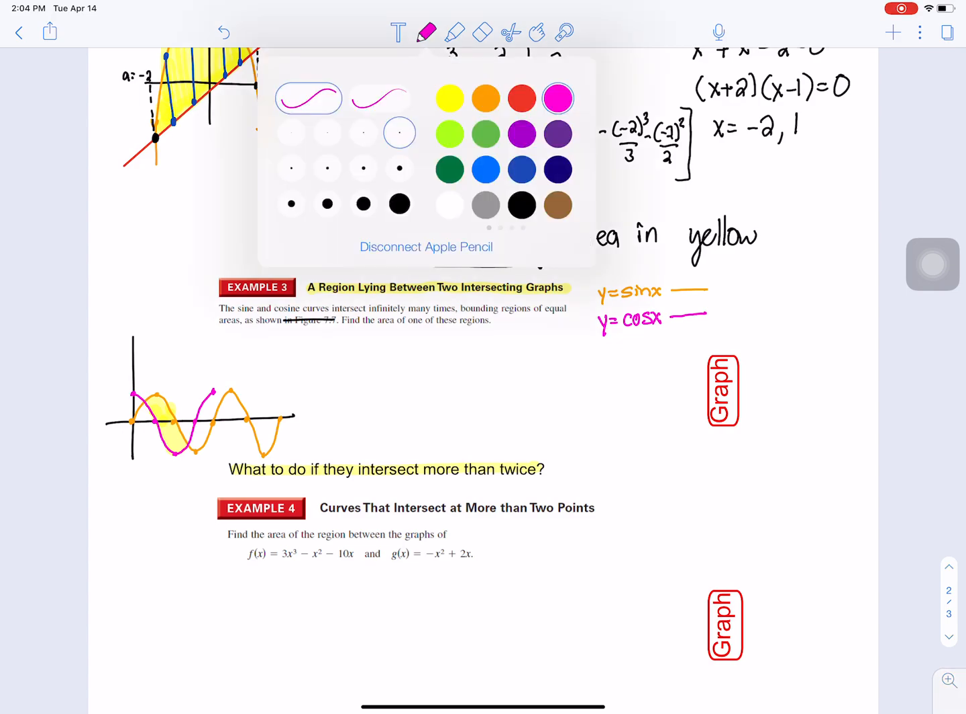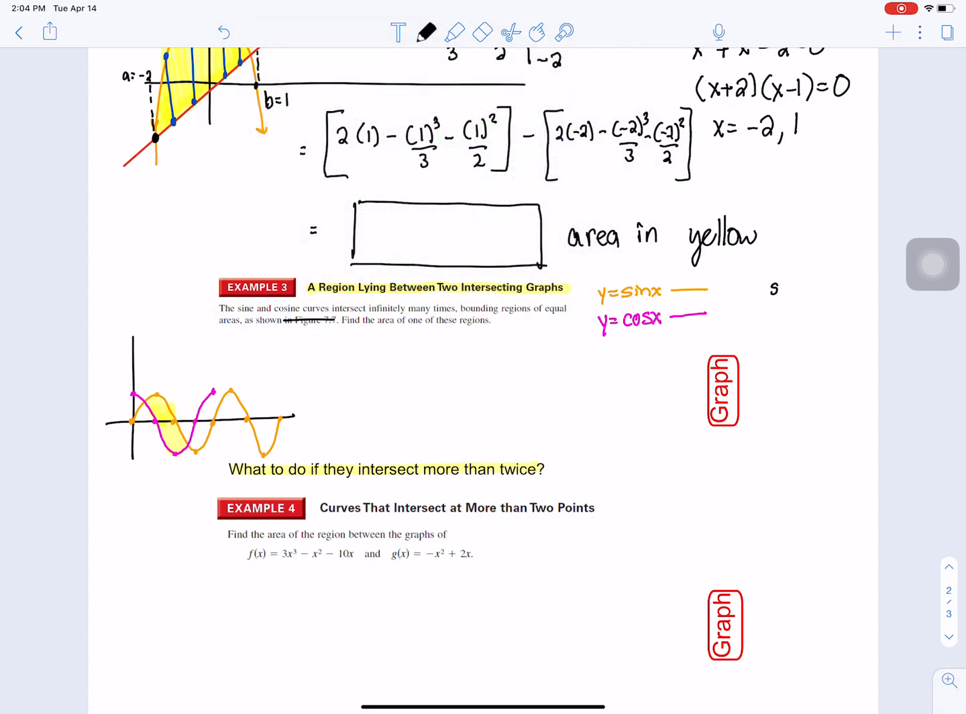Now you do need to know, where do sine and cosine intersect? Where is sine equal to cosine? Now from there, if I divide both sides by cosine x, I'm going to get tan x is equal to 1. My reference angle, where does tan equal 1, is at pi over 4.